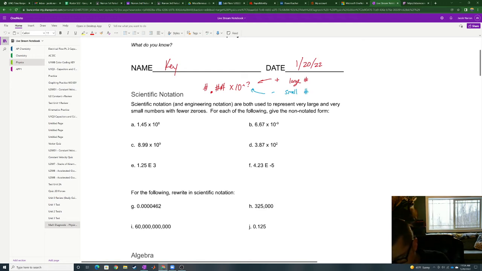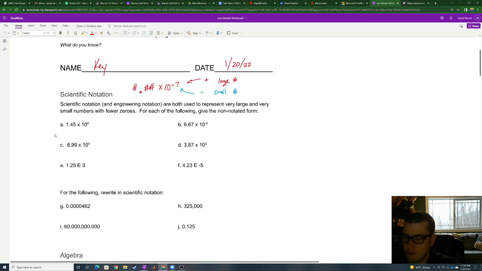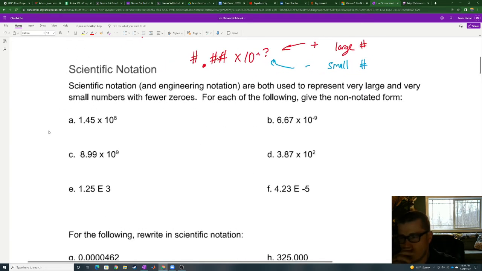So here we go. Let's look at part A first. 1.45 times 10 to the 8th. Because we see a positive 8 here, we know this is going to be a big number. Now, depending on what type of calculator you're using, you could actually type that into your calculator, hit enter, and it'll give you what the number actually is. But I would rather you knew how to actually do it.